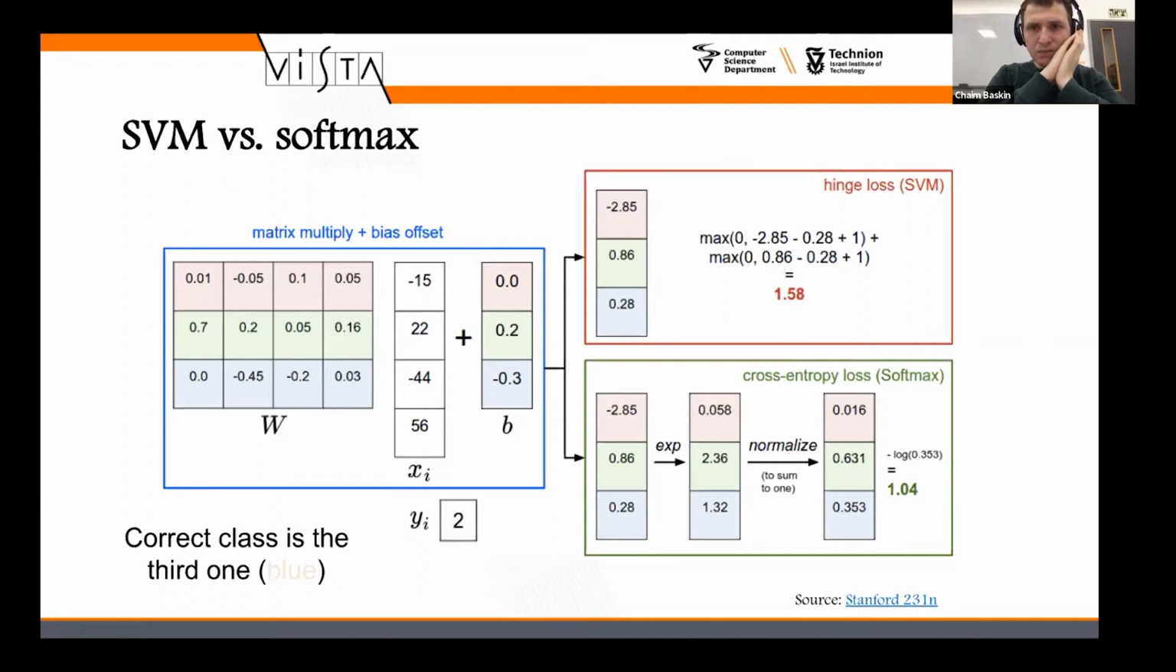You misclassify here because the maximum score that your classifier gives is for the green entry. That's not true, because we know the correct label is the blue one. So we have a loss, and this loss should be minimized. The same happens with the cross entropy loss. For the same parameters, we have two different loss values, but it doesn't matter. This is what I wanted to show you. The nominal value of your loss doesn't really matter. The hinge loss is higher than the softmax loss, but it depends on the properties of the loss.